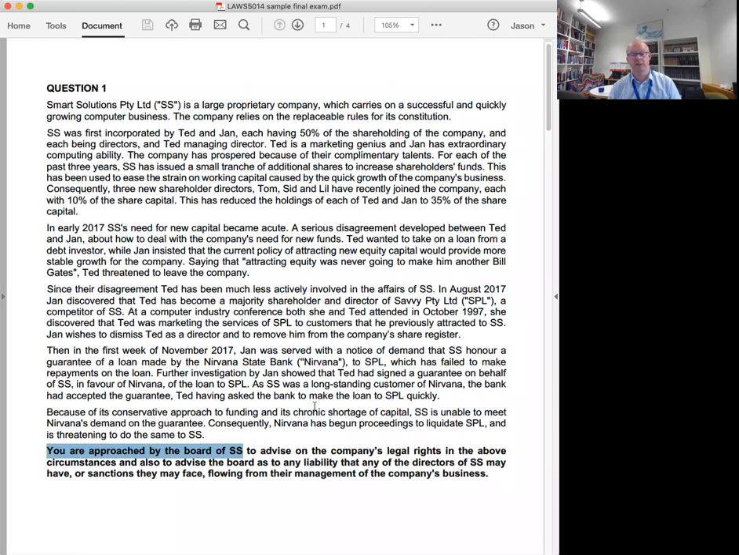All right, so let's have a look at what's going on here. So we know who the client is. It's the company and it's also the directors. What are the company's rights, and then what potential liabilities might the directors have? So in terms of assessing that in your answer, you might set that up as 2 broad headings: advising the company, advising the board as to liability, as 2 separate headings.